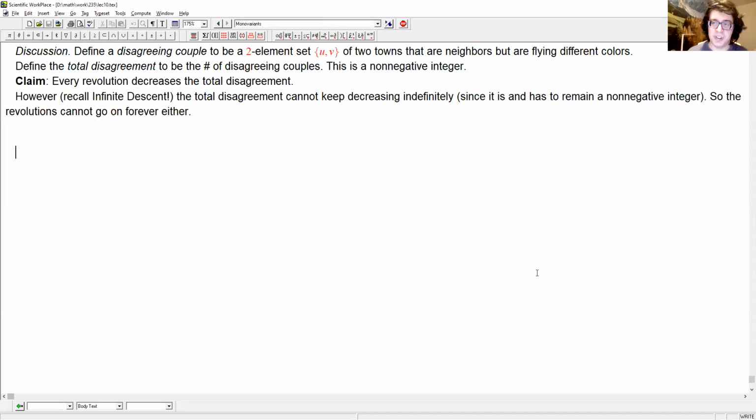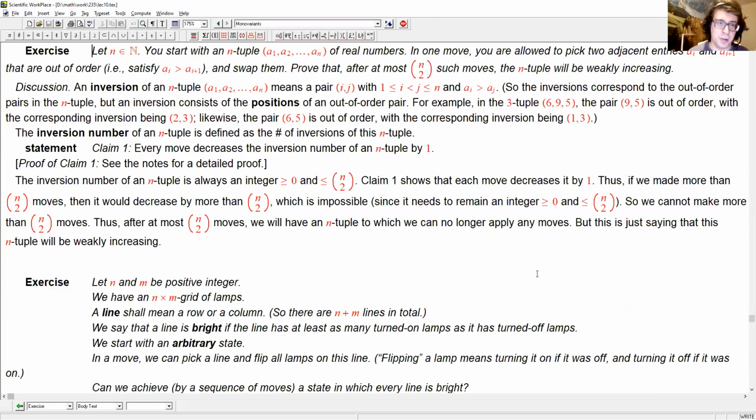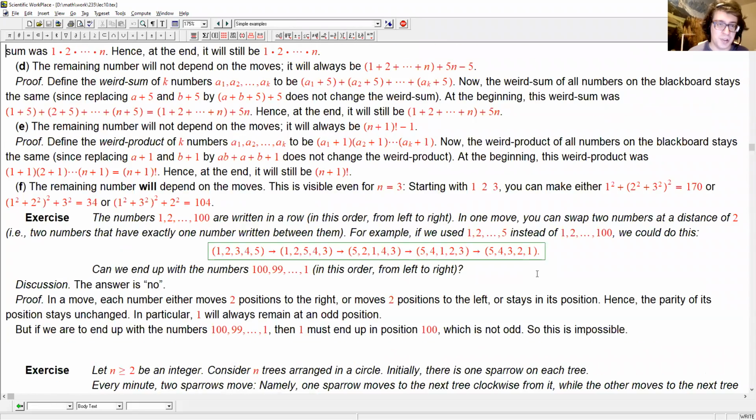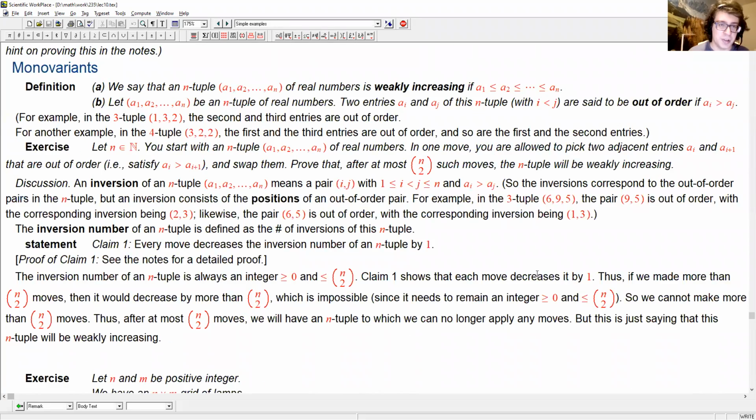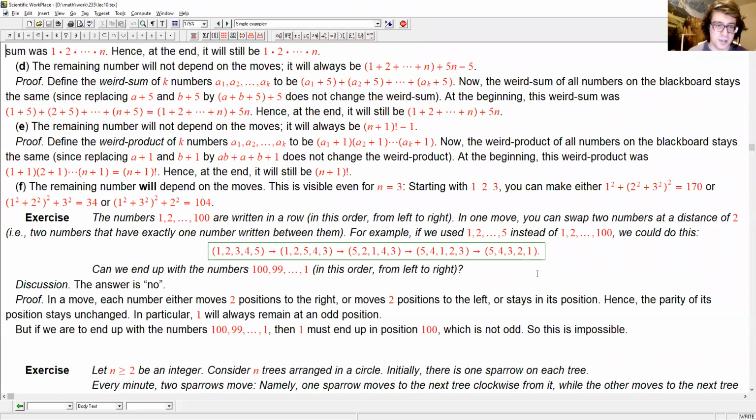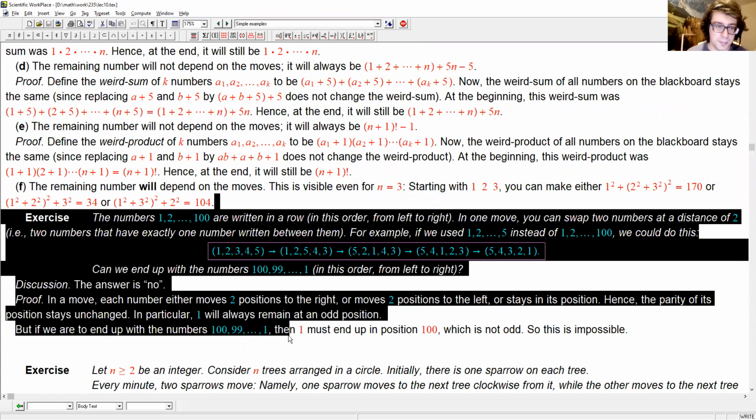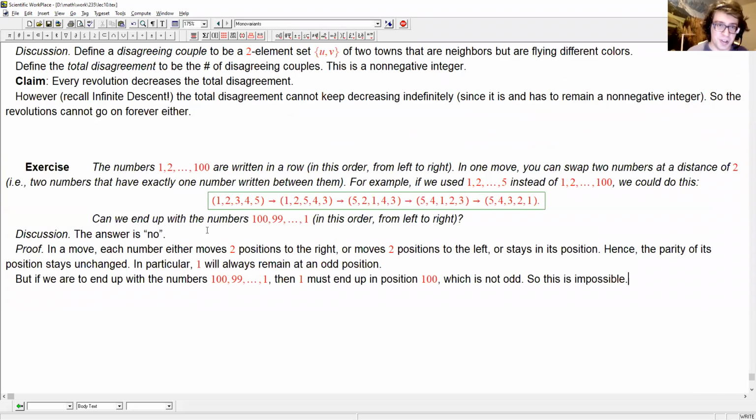Our next example is a variant of an exercise we did a while ago, which is about the 100 numbers. So let's find it again. Here. I'm gonna copy it here just so you can see it again. So we had the 100 numbers, 1 up to 100 written in a row. We were allowed to swap 2 of them that were at a distance of 2. And the question was whether we could just reverse the order of all the numbers using these kinds of swaps.